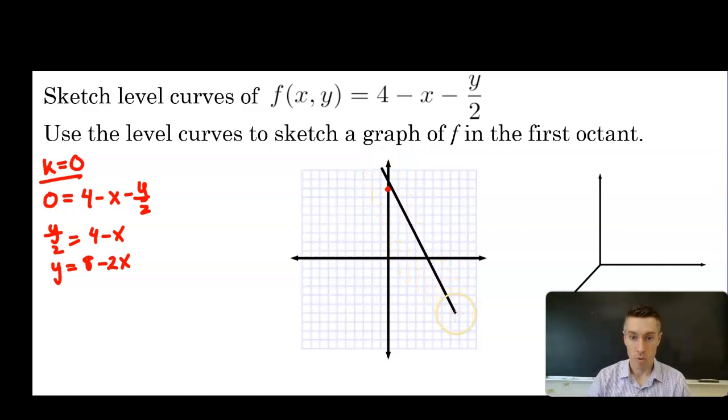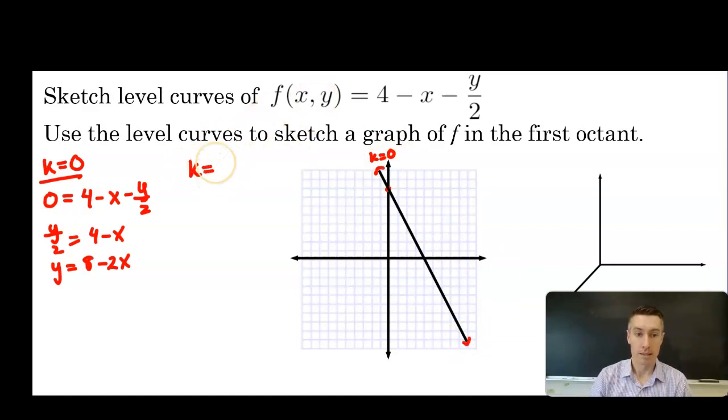X-intercept would be 4. All right, so there's our first level curve. Let me adjust that a little bit. So we want to label that. All right, so this is going to be k equals 0. There will be arrows, right? We can draw arrows on the end of each of these.